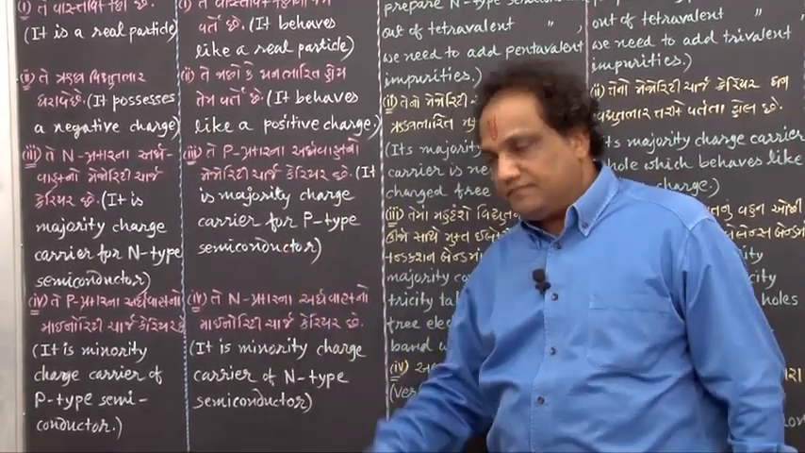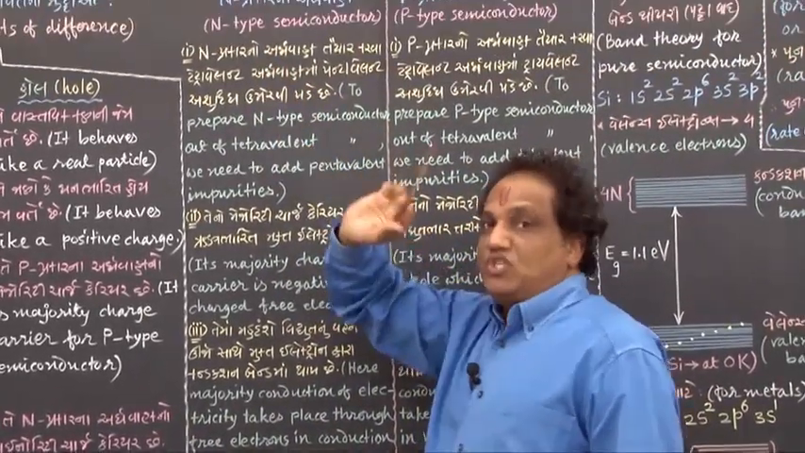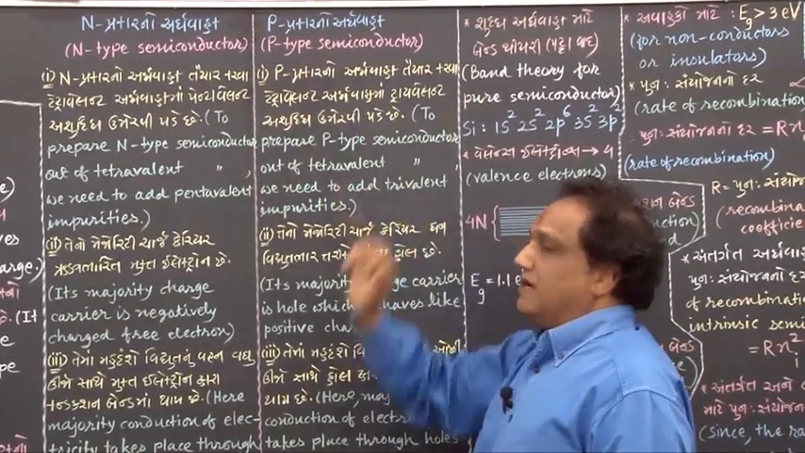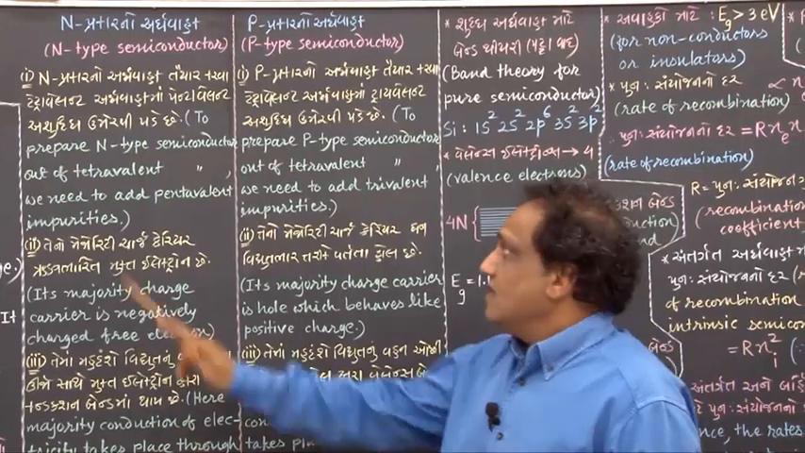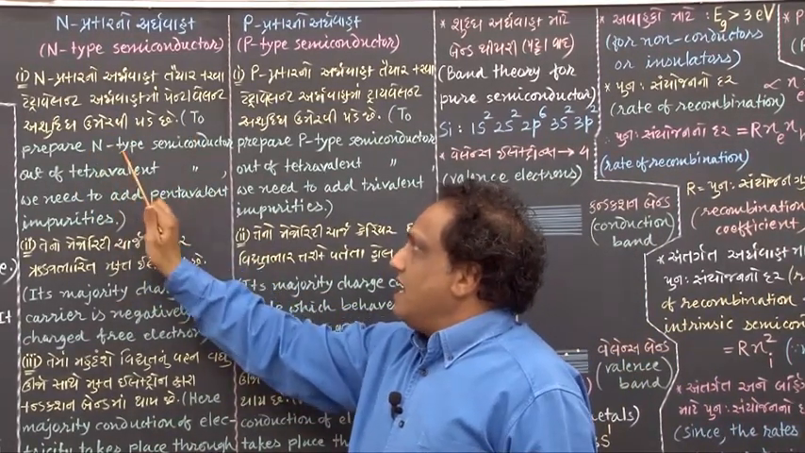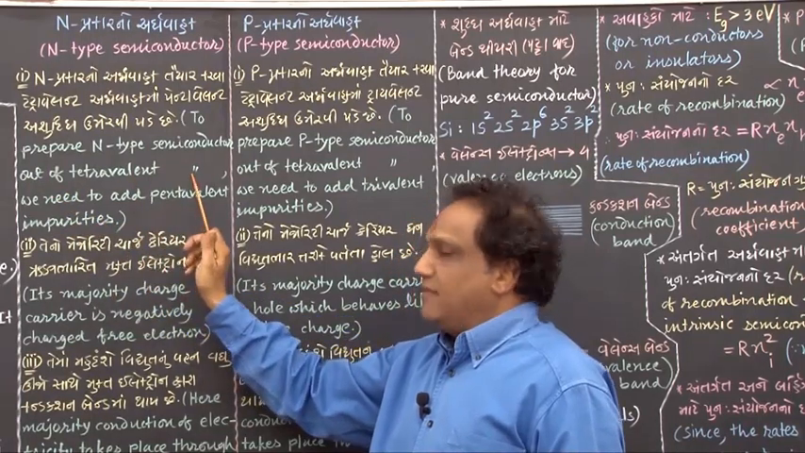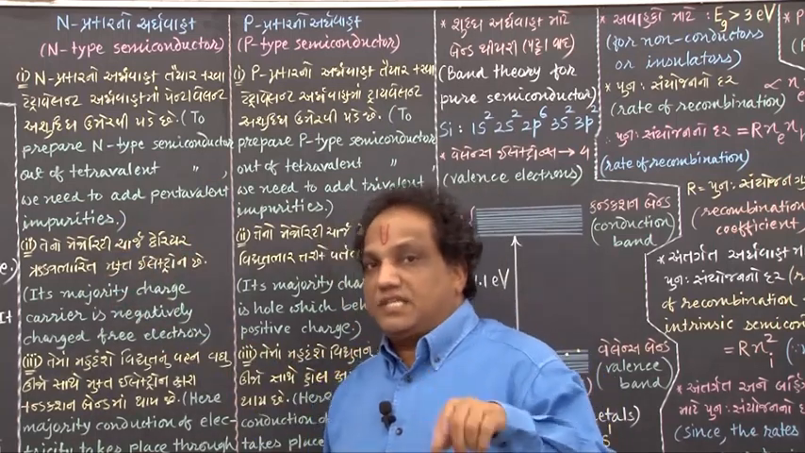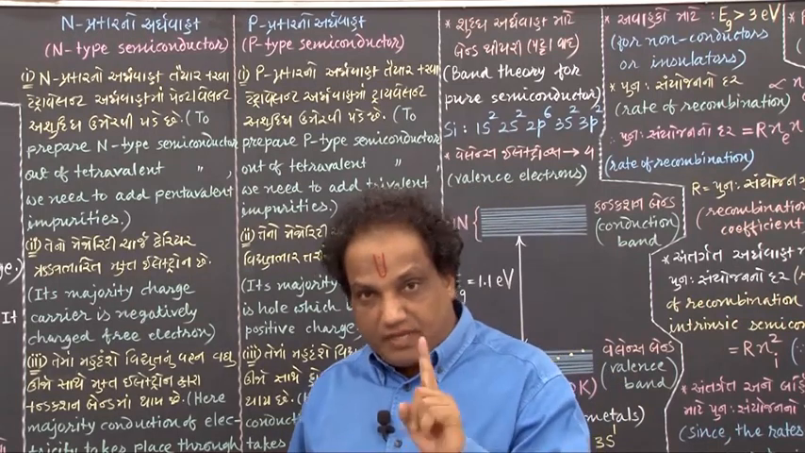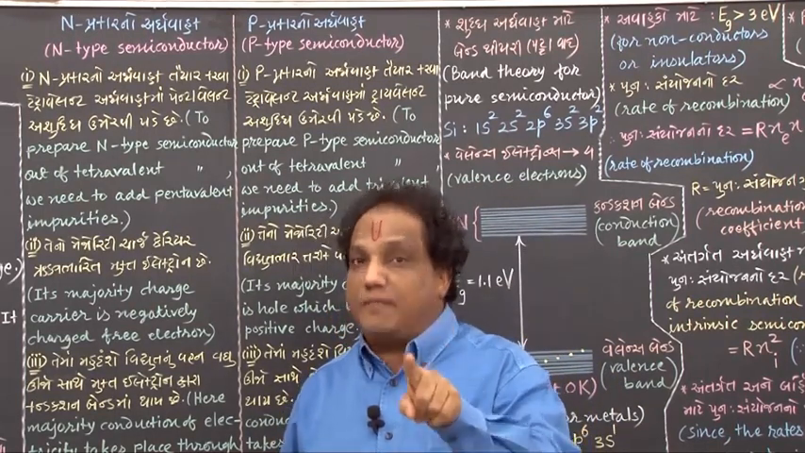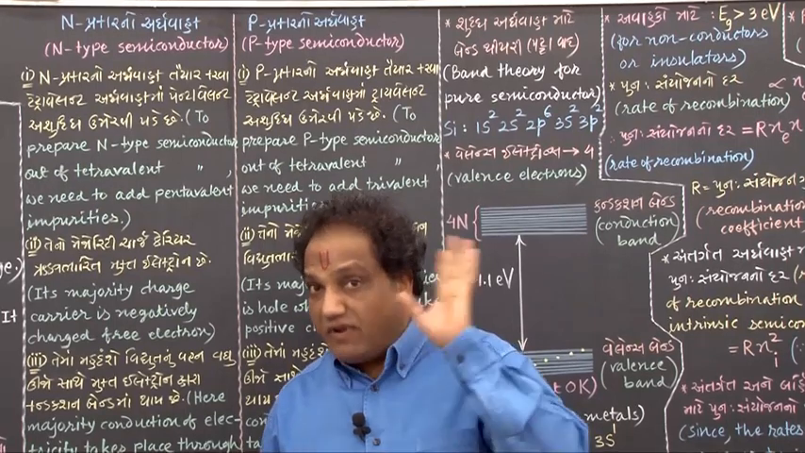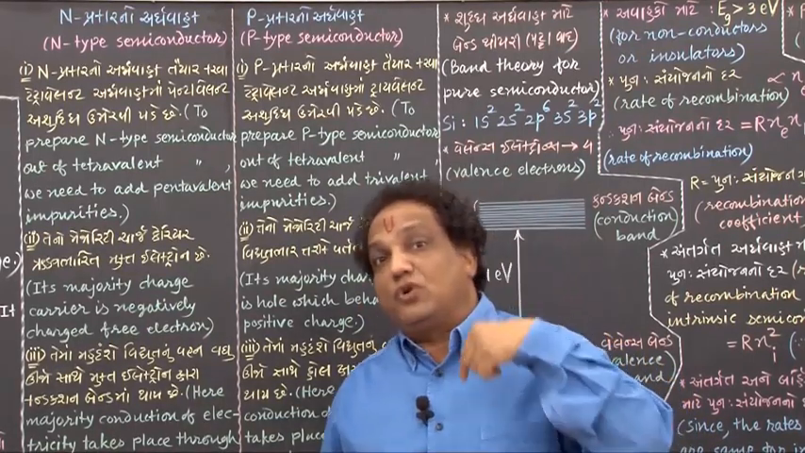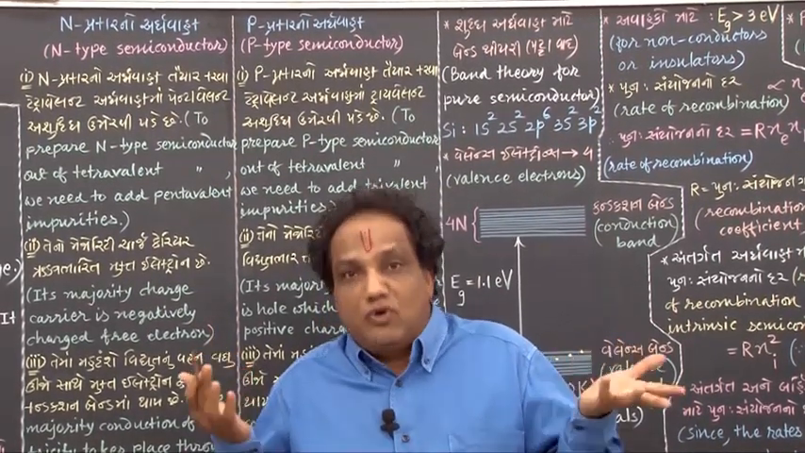Okay. So these are the 4 points of differences between electron and hole. Please prepare them. Then we go for some points of differences between N-type semiconductor and P-type semiconductor. Let us see one by one. First, to prepare N-type semiconductor out of tetravalent semiconductor, we need to add pentavalent impurities. Last time we had studied that we had added pentavalent impurities like arsenic, antimony, phosphorus, isn't it? And because they donate free electrons, we also call them donor impurities, isn't it?